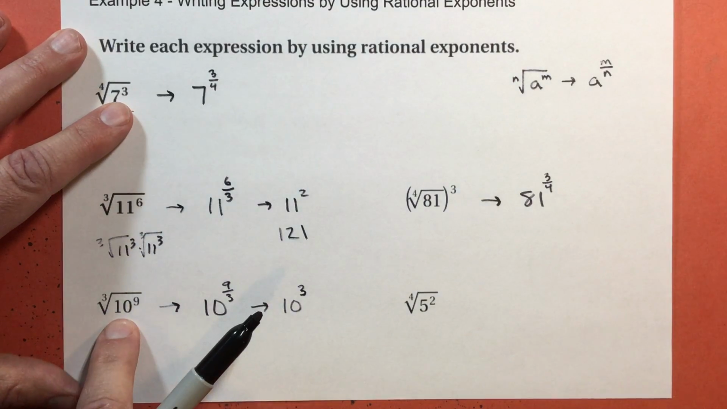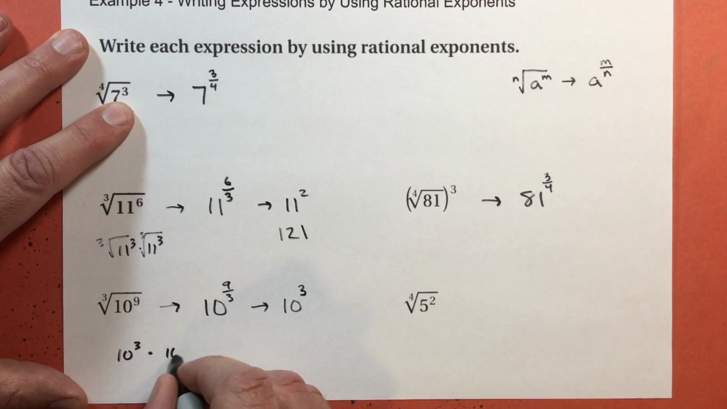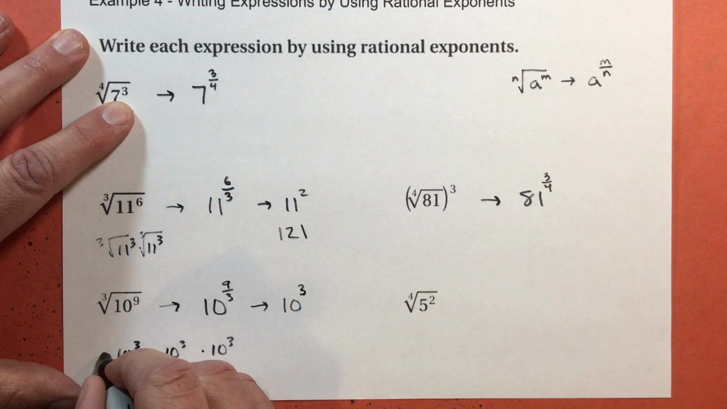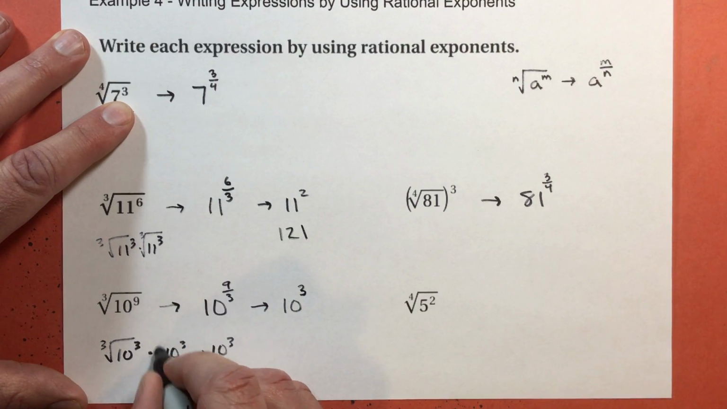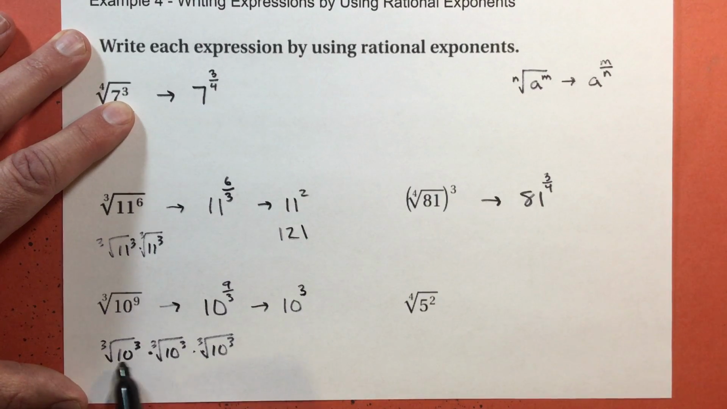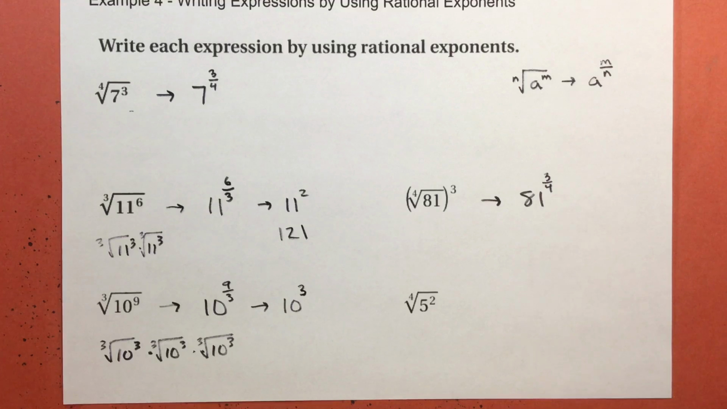What's kind of cool about this one is I could have done 10 to the 3rd times 10 to the 3rd times 10 to the 3rd. That's 10 to the 9th power. And then taken the cube root of each of those, which now is going to be 10 times 10 times 10, or 1,000, 10 to the 3rd power. So all of the confusion about this actually kind of makes sense when you start to look at what these symbols actually mean.